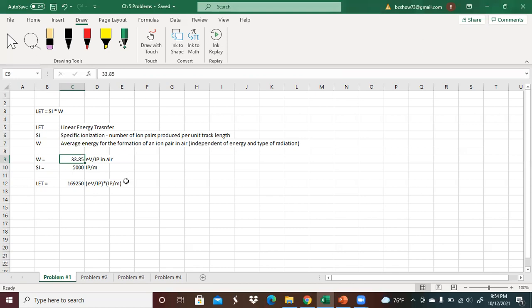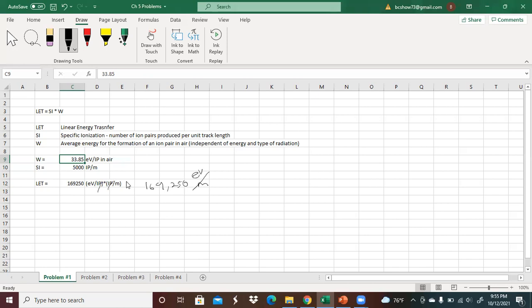So when you multiply the two, in this particular case I chose 5,000 as opposed to 6,000, but the process is going to be the same. You end up with 169,250. The ion pairs cancel out, and that's going to be eV per meter.